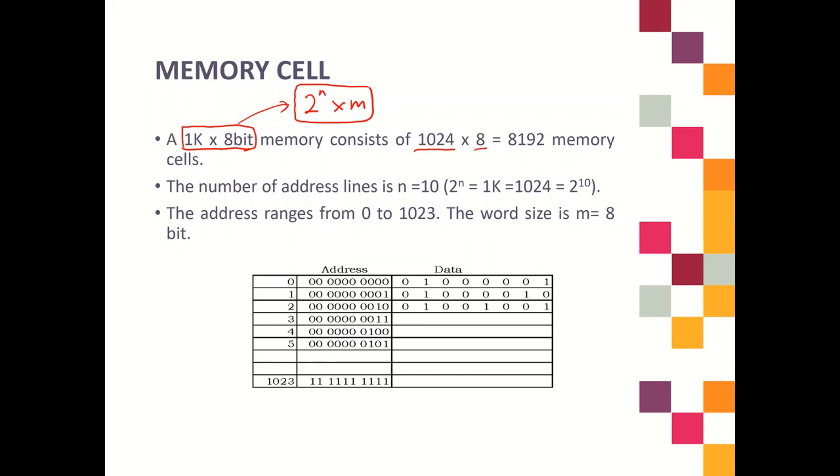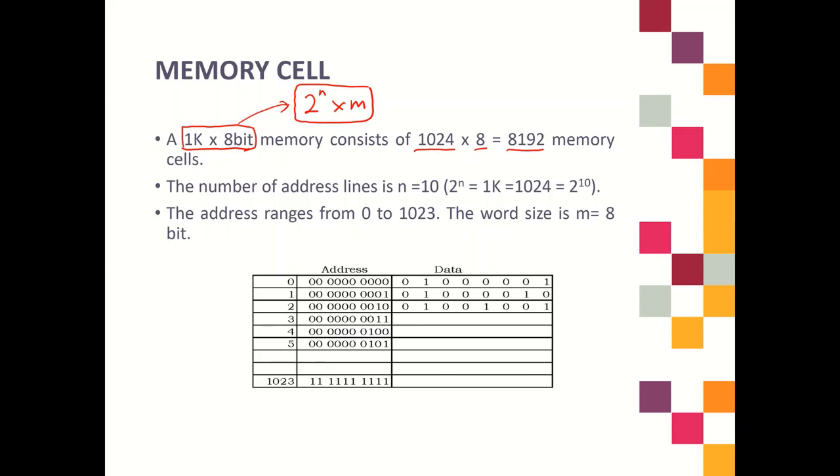Based on this value, the first thing that you can determine is your memory cell. You determine your memory cell by just multiplying both values, 1K times 8 bit. Because 1K is actually referring to 1024 bit, you just times 8, so you will get 8192 memory cell. So that is the first thing that you can find based on your given memory component. You can determine the memory cells.